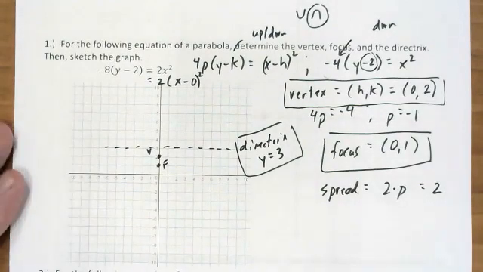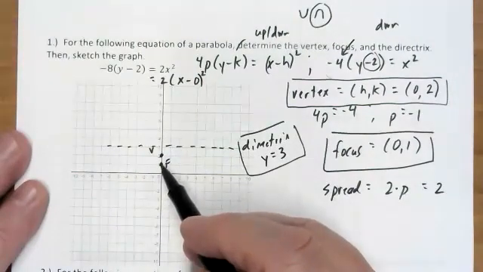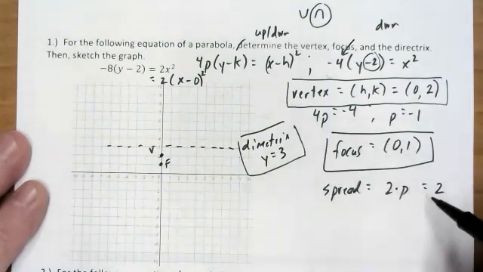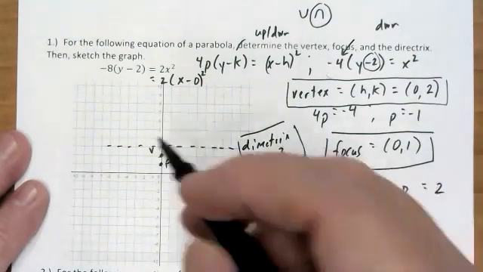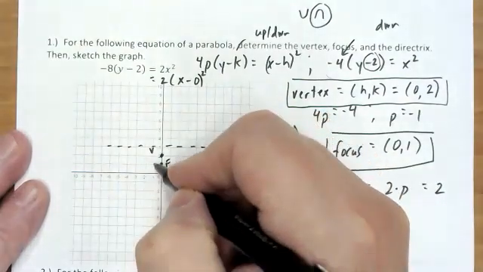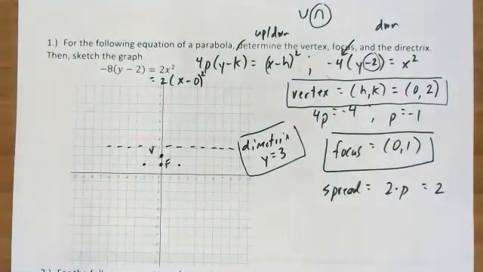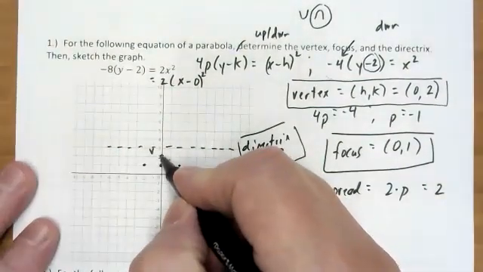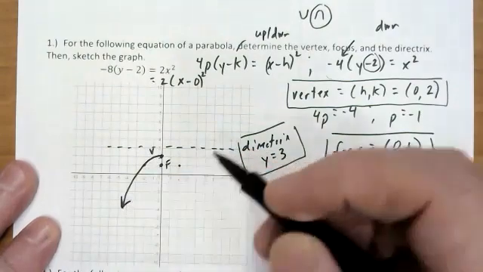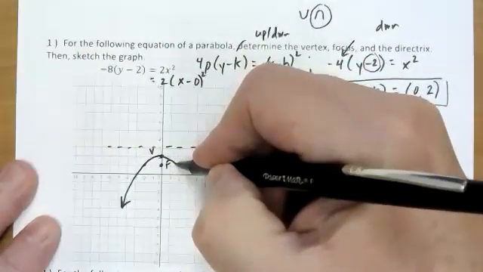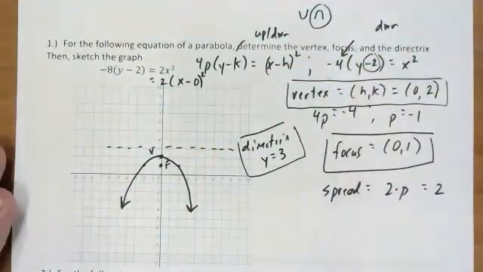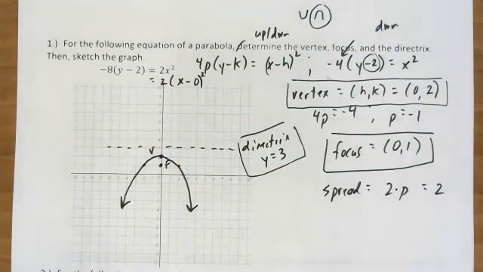If the spread is 2, what that means is I go to my focus, not the vertex, but the focus, and I'm going to move 2, this distance, since the spread is 2, move 2 to the right, and then 2 to the left. And these 2 points, along with the vertex, give me the ability to make a pretty good sketch of the graph. So I go here, and then to the other side. And that should be a pretty good estimate of what this parabola should look like.